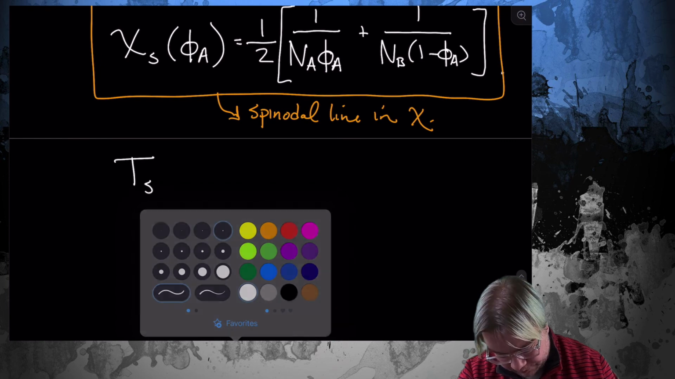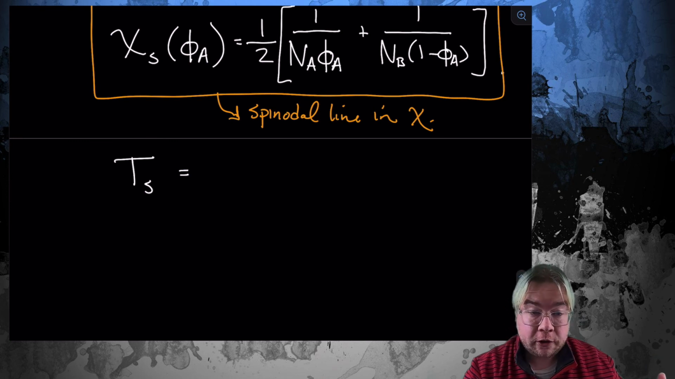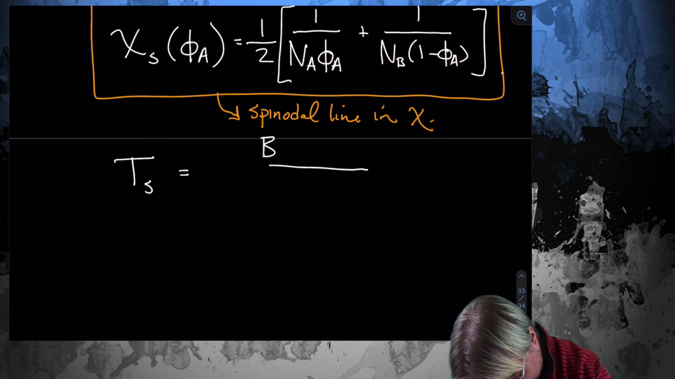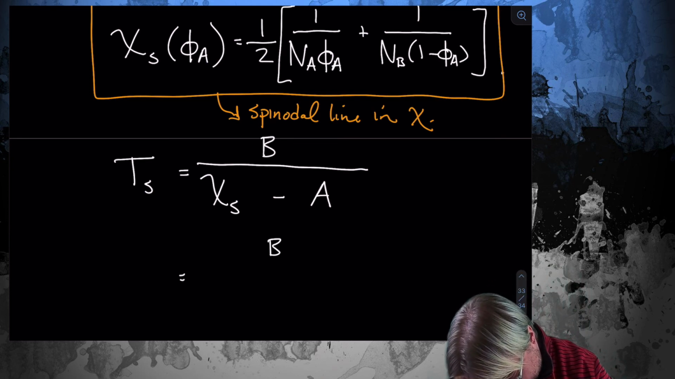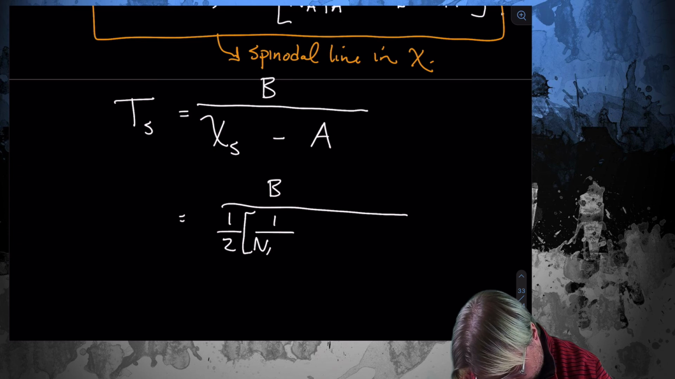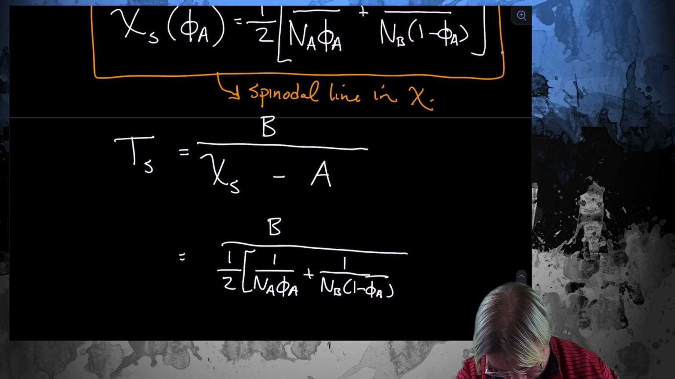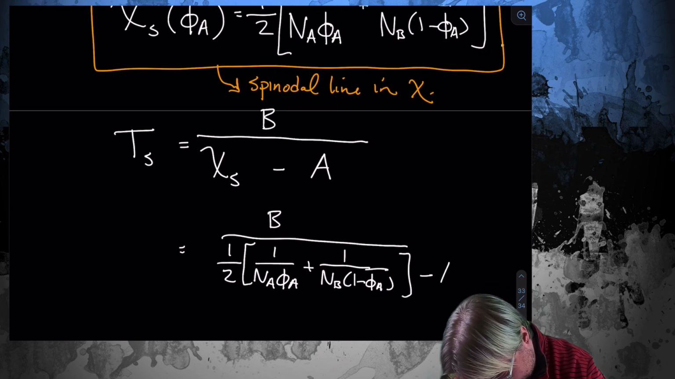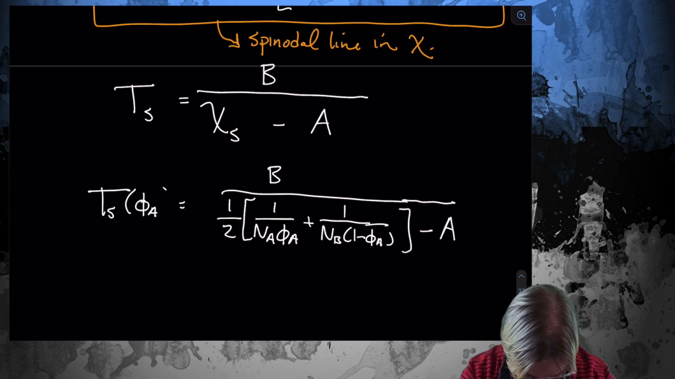If I wanted to make my phase diagram in terms of temperature like I drew above, then I could solve this, because the spinodal temperature will be equal to B divided by chi S minus A, and I've already solved for chi S. So this would be B divided by 1/2, 1 over NA phi A plus 1 over NB 1 minus phi A. Okay, we got that. Minus A. So that would be TS as a function of phi A.